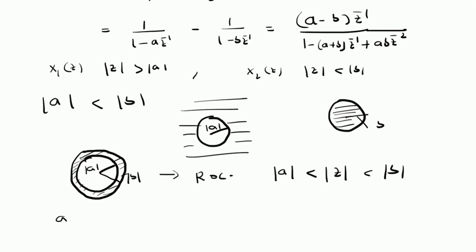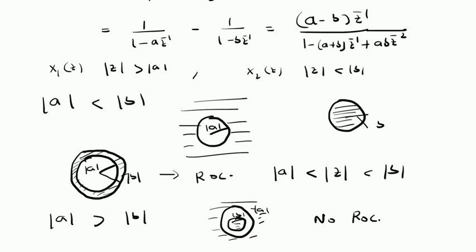But in the case where absolute value of a is greater than absolute value of b, the intersection does not exist. The area outside the circle is given by this area, and the ROC for the second signal, x2 of z, is in a region bounded by the circle of radius b, and this circle is inside the circle of radius a. So in that case, there will be no intersection between these two ROCs. In that case, there is no ROC for the combined signal.